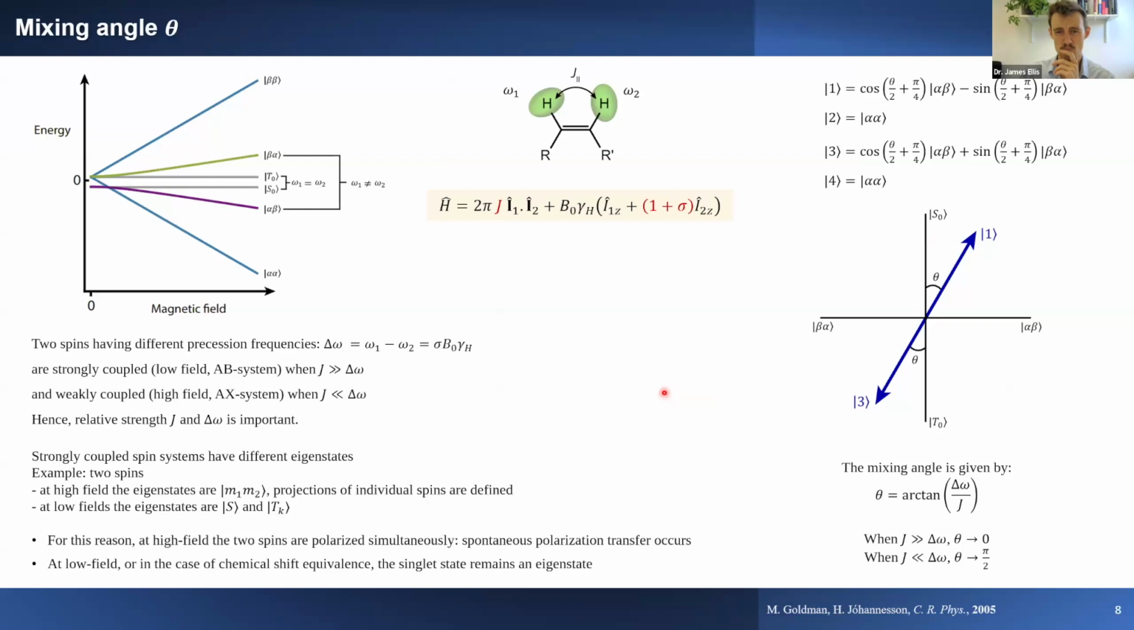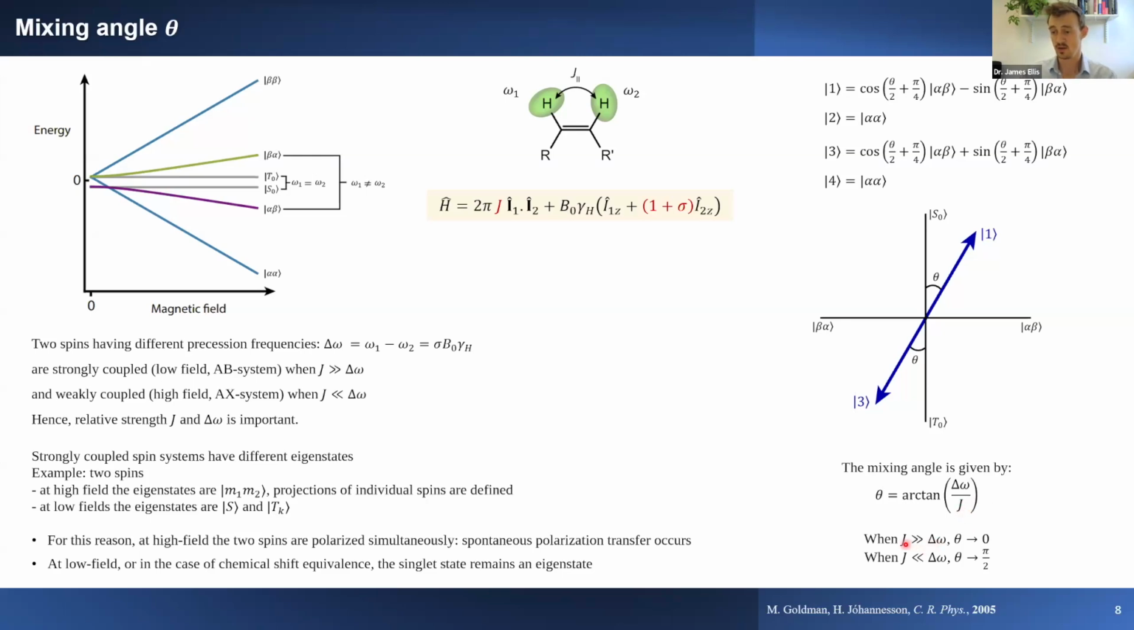Okay, so the relevant parameter there is a mixing angle. And this mixing angle theta is, well, it's down here. That's given by this term, where the two relevant parameters are the chemical shift difference between the protons, or in the case seen on the previous slide, this would actually be the J coupling difference to a third nucleus, and the J coupling between the two protons.